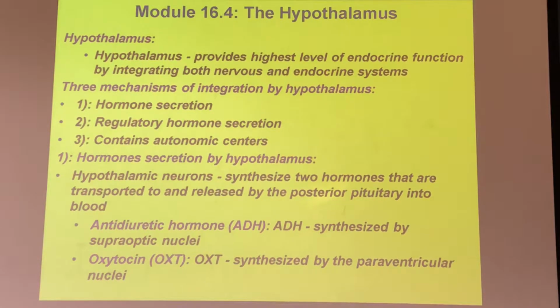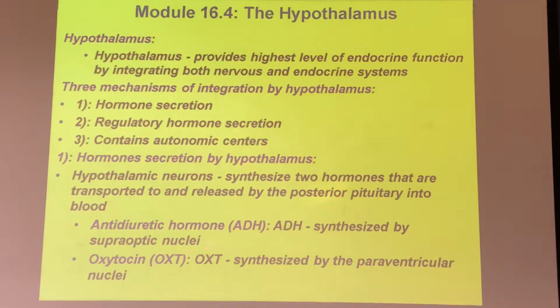So number one, they secrete some hormones themselves. Number two, they regulate the secretion of other hormones. And they contain autonomic centers, which we'll talk about. When they secrete hormones themselves, these hormones are released by the hypothalamic neurons. There are two hormones that are transported and released by the posterior pituitary. The only two hormones released from hypothalamic neurons are ADH and oxytocin.